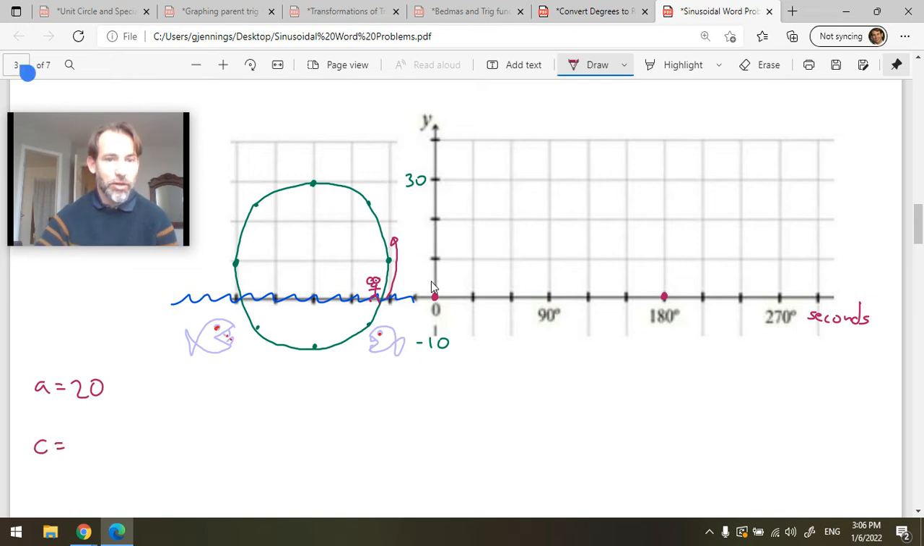C is the horizontal axis, and that's over here at 10. It's 10 high. So C is 10. K is going to be equal to 360 divided by the period, which is 3 minutes, but we're measuring in seconds. So 180. Well, that was easy. K is equal to 2. Last thing is the phase shift.